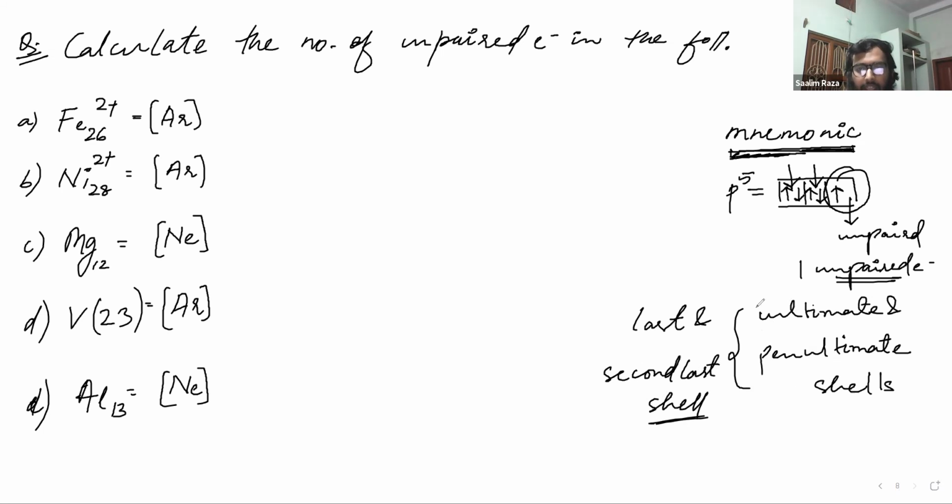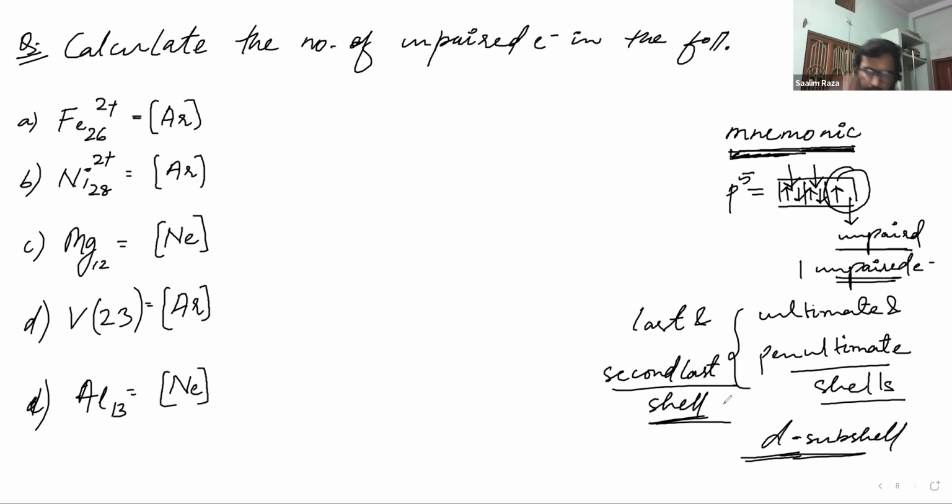You just see these two shells and you will know about the unpaired electrons. Usually you have to see the second last shell, that is the penultimate shell, if we have the transition elements and there's an involvement of d subshell. Usually d subshell. The f subshell question doesn't come usually. Done? 1 minute, sir.